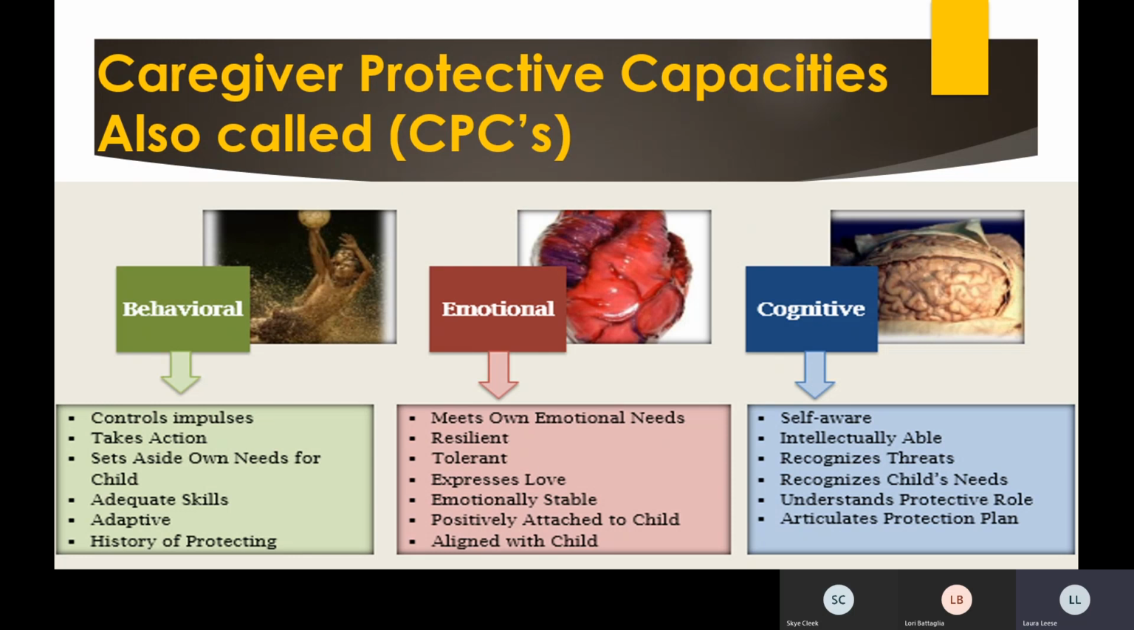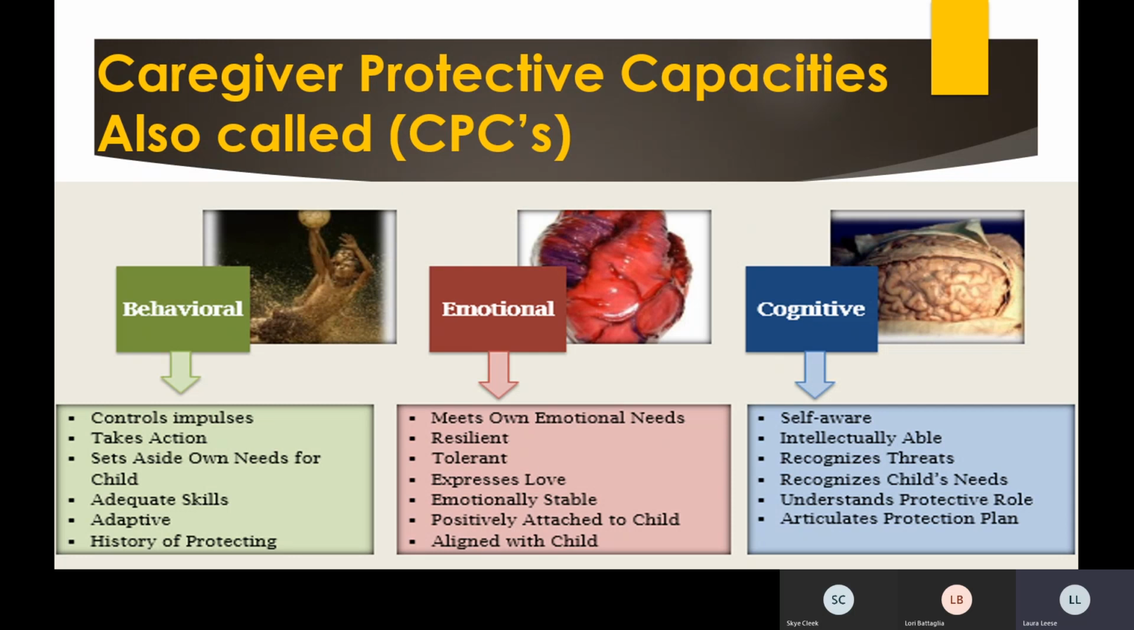So, as previously mentioned, the caregiver protective capacities, and I'm probably going to refer to them as CPCs for the most part, are broken up into three components. The first one is behavioral, the second one is emotional, and the third one is cognitive. So what does that mean? Behavioral means the actions that they're doing.